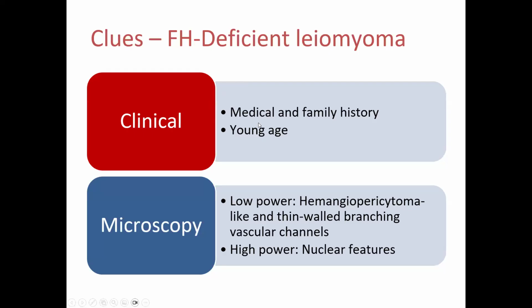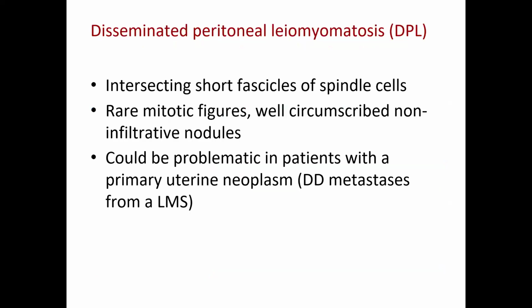Clinically, you may actually get the family history of the syndrome, and those patients, as I said, usually are younger patients. You get it from low power. You can pick it: the vascular pattern is unusual. There are no thick-walled blood vessels. What is going on? You go to high power and you start to see the atypical nuclei, and the light bulb should go off in your head and say, well, maybe I should consider FH-deficient leiomyoma.